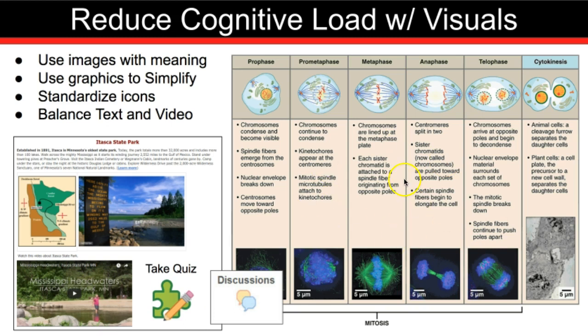So here in the science concept over here, we have some text. Notice it's bulleted and chunked that way. But then we have images to show the different phases of the cell division. And then we have images down here, so we have different ways to see the same content. Here on this page about Itasca State Park, there's a video, there's images, there's text, there's a link to a website. There's a variety of things, but it's organized in a visually pleasing way.